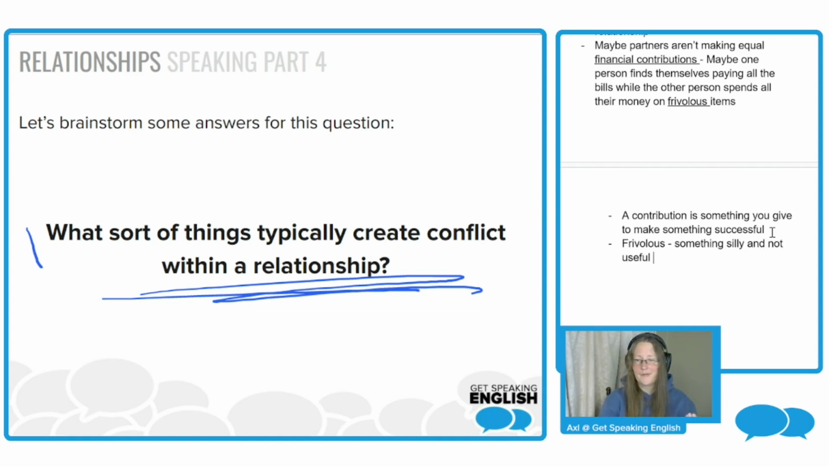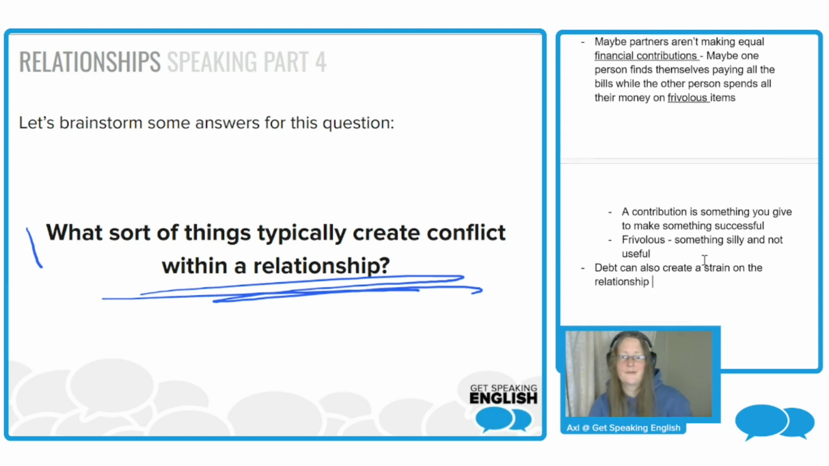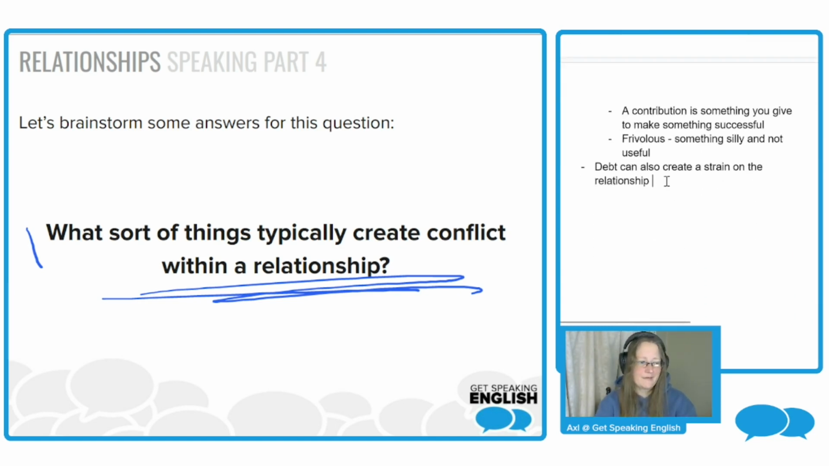So maybe they spend all of their money on frivolous, non-essential things. Maybe their spending is a little out of control. So this could definitely create some problems in a relationship, right? Maybe debt as well can also create a strain on the relationship. Nowadays, I think it's pretty common for people to have lots of debt, right?